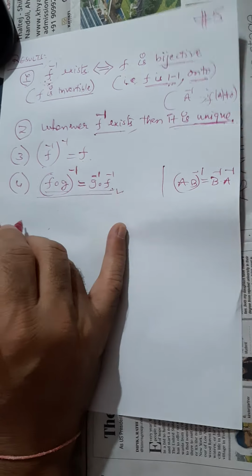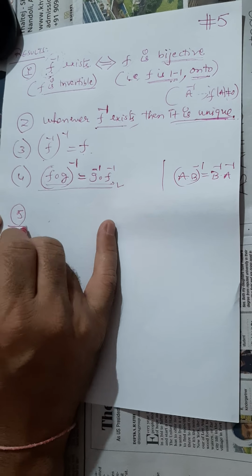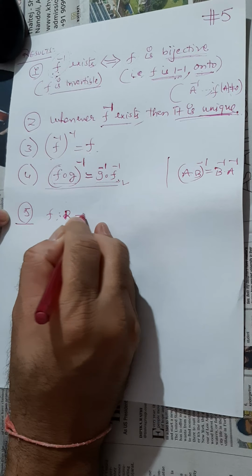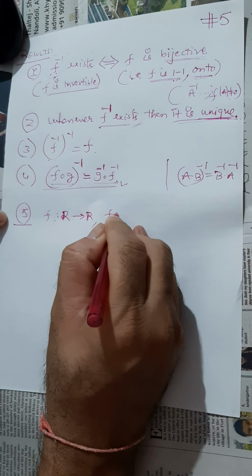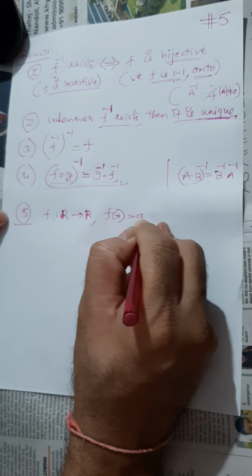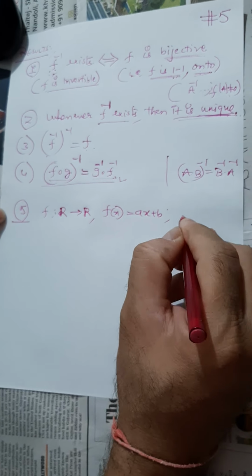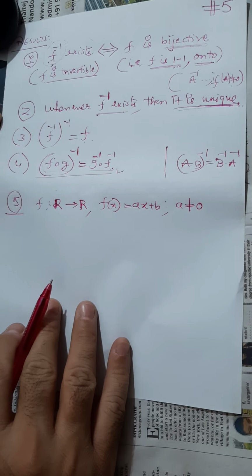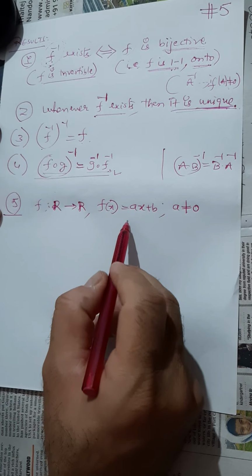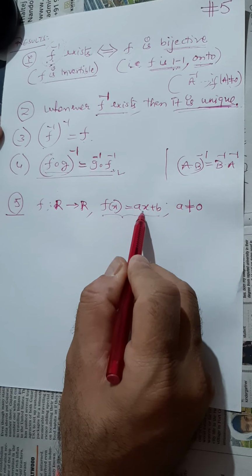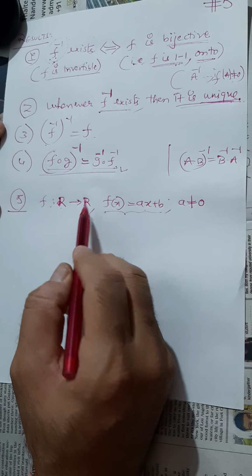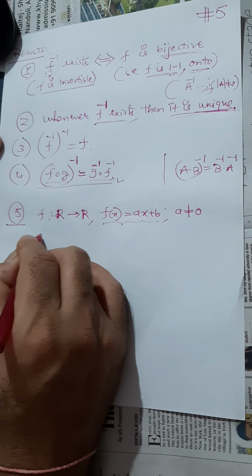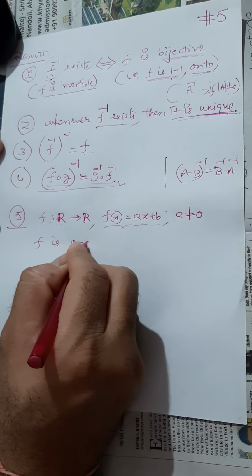Now one more thing, you can consider this as a result. If you have a function from R to R, a linear function, in general ax plus b, where a should not be 0, non-zero. This is a linear function, you know, we did this. A linear function from R to R is always 1-1 and onto. f is 1-1 and onto.